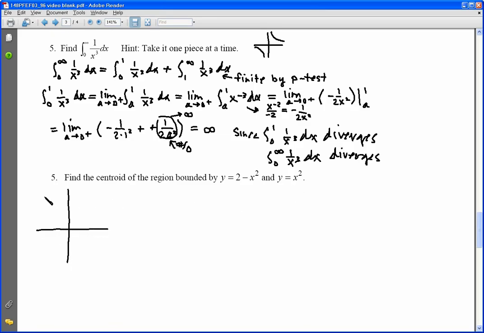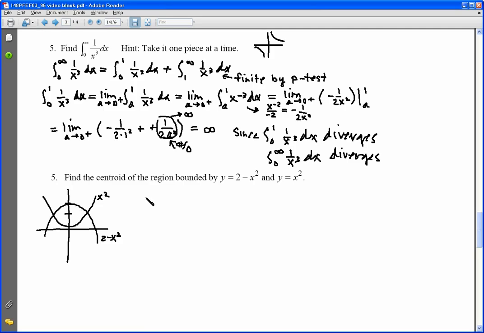Let's see here, get this going. y equals x squared, just a parabola here. And then 2 minus x squared, so this is x squared tipped upside down, shifted up 2. So that one's going to look like this. Okay, we want the centroid of that region. This is x squared, and this one is 2 minus x squared.